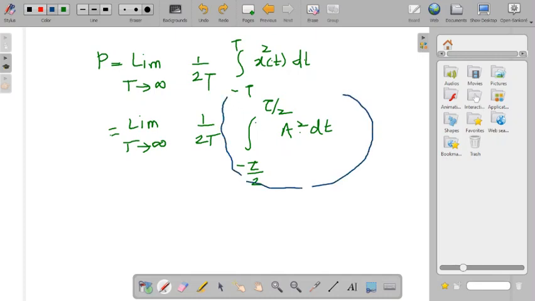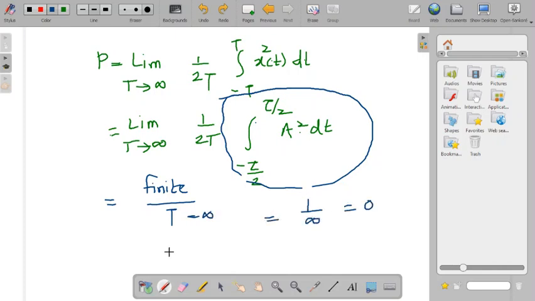And we know that it is a finite quantity. And again the finite quantity divided by t, and t tending to infinity, which gives us 1 by infinity, which is nothing but 0. So power in this case also equal to 0. So in this case also the power of a signal is 0.